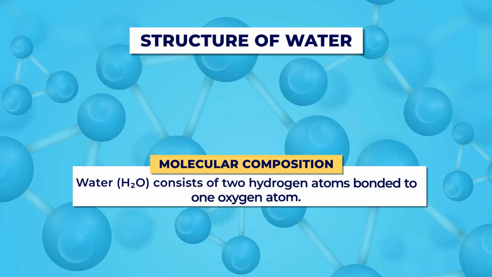Water, as we know, is known as H2O. You must be remembering this from school level also. So, the molecular composition of H2O consists of 2 hydrogen atoms and 1 oxygen atom, as shown in the slide.